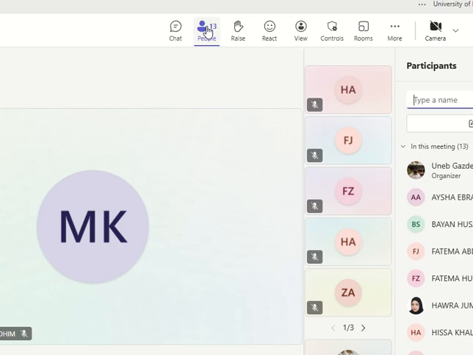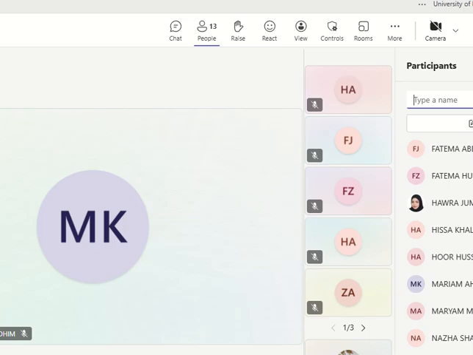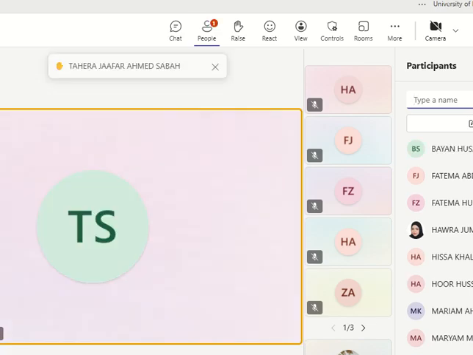Aisha is here, Bayan, Fatma Abdullah is here, Fatma Hussain is here, Hafra Juma is here, Hissa is here. Mariam Musa is here. Mariam Ahmad is here. Natha Shaki is here. Tahara Jafar, Zainab Jafar. Okay, thank you. Nobody is absent. Good. Okay, see you next time, inshallah.